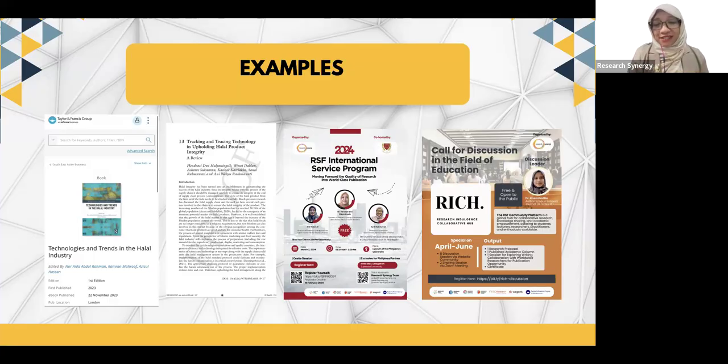This International Service Program is our annual RSF program about how we can give back to society, about what we have already done, all of the programs that we have done, and how they can bring more and more impact to our society and communities.